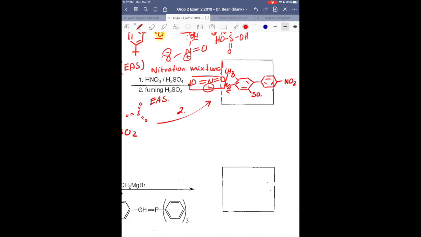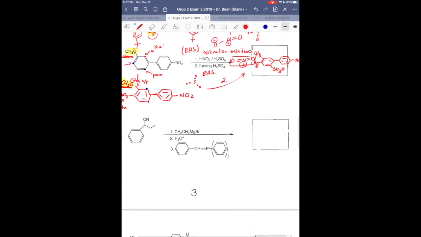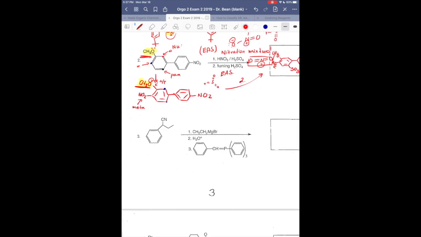So I'm going to add it to the para position. Add the sulfonic acid there. And the reason why I picked that is because in terms of probability, you have a 1-to-1 ratio of ortho to para spots, just because the other, I'm going to put meta direct, right? Because the other ortho spot is already taken up by the nitro. So now you have like a 50-50.